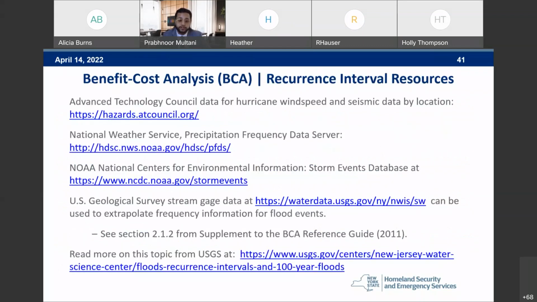And then here are some other resources we provided that you can use in terms of creating or using as supporting documentation to validate your occurrence intervals. So these are the NOAA's, ATC, National Weather Service. These are all very helpful for getting that data. Next slide, please.